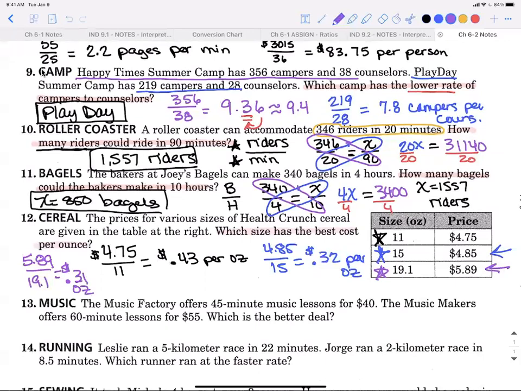So which one of these, who haven't I heard from today? I've heard from you. Jada, which one of these, looking at your question, which size has the best cost per ounce? What's your answer? 19.1 ounce. That's the package that has the best. That's what you're going to circle as your answer, but all that other work has to be shown in order to get the answer. All right, I'm going to skip the next two.